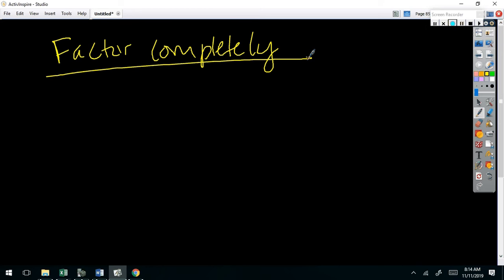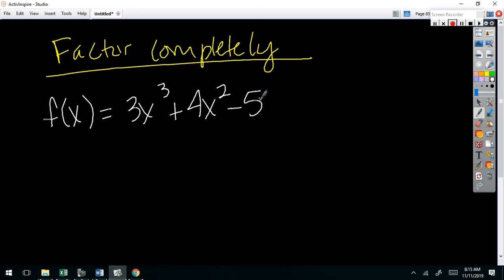Let me think of one that's going to factor well. Let's say that I have this polynomial f of x equals 3x to the third plus 4x squared minus 5x minus 2. And I asked you to find all the zeros for that polynomial, okay?